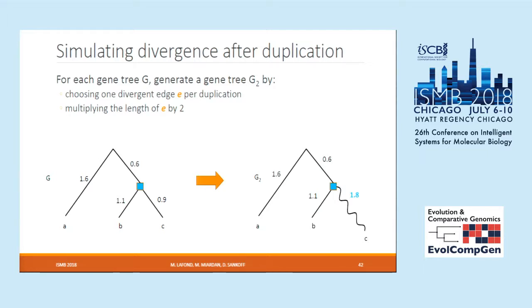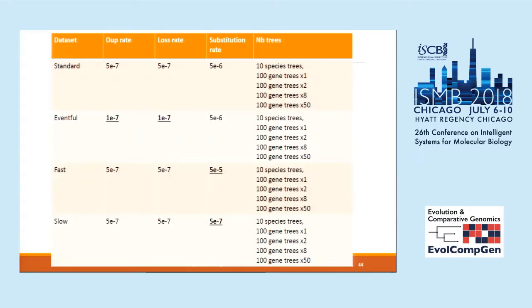So what we did is we took each gene tree and generated another tree by choosing one divergent edge for each duplication, and multiplying the length of the edge by 2, which simulates an accelerated rate of evolution. And we actually did that also by multiplying edge length by 8 and by 50. So this gave rise to all these data sets. So for each set, 4 sets of parameters, we had 100 gene trees with unmultiplied edge length, with edge length multiplied by 2, 8, and 50. Okay, so these were the simulated data sets that we had.